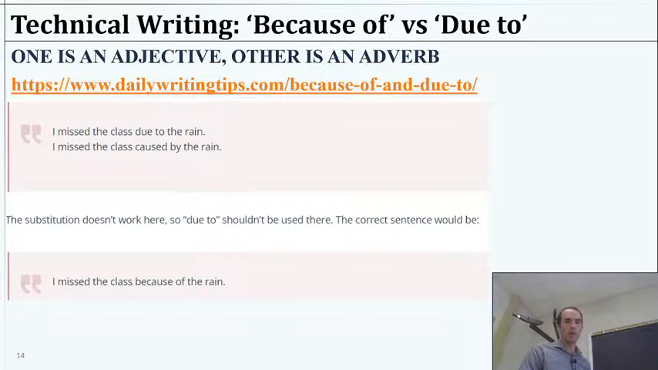Okay, a few more examples. I missed the class due to the rain. I missed the class caused by the rain. No, the rain didn't cause the class, right? So that one actually doesn't work. I missed the class because of the rain.